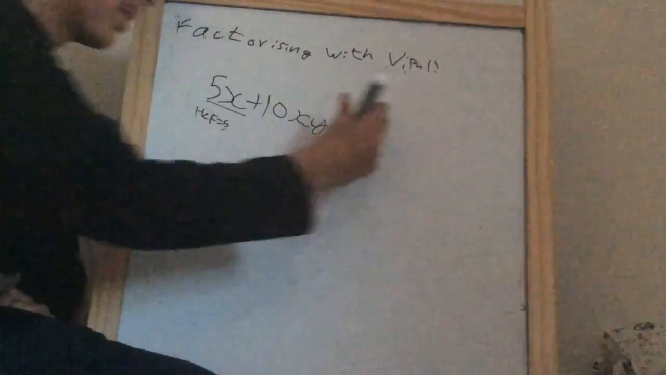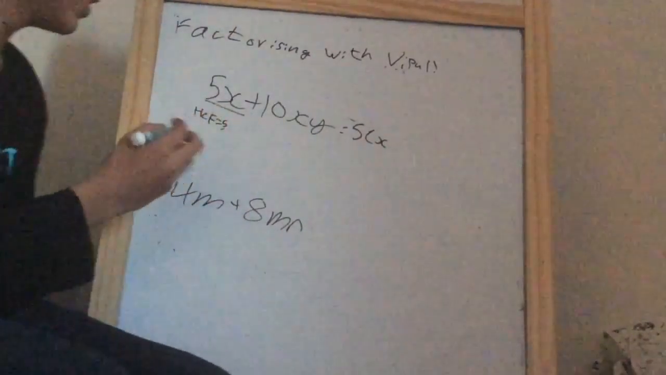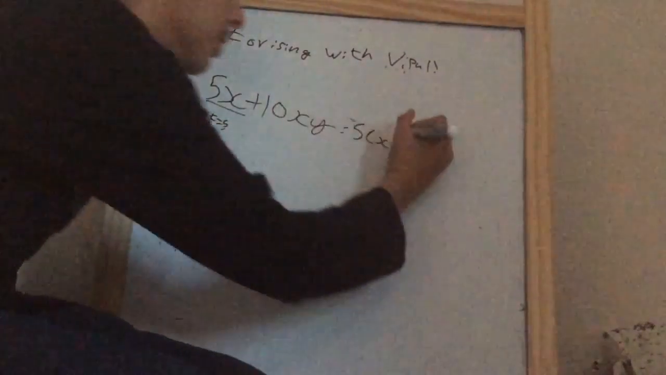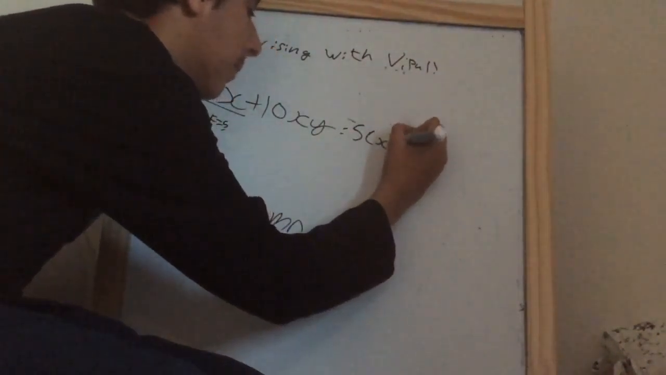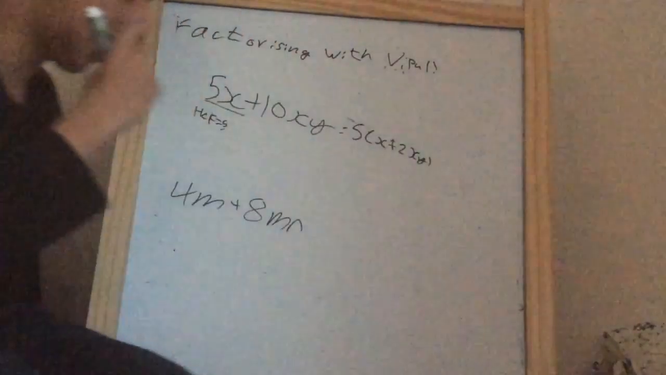So now we know what's going to be outside the bracket. So 5, x plus 10xy divided by 5 would be 2xy. That would be our answer.